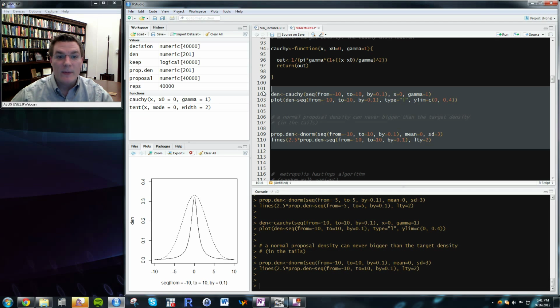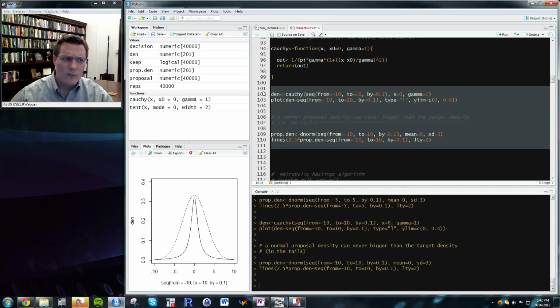And so a little bit further down, I'll show you how to use the Metropolis Hastings algorithm to sample out of the Cauchy. The Metropolis Hastings algorithm is actually built in some ways on the accept-reject logic, but it doesn't have this particular feature that the proposal always has to be bigger than the target, and so it's going to be easier to sample out of the Cauchy using that process.